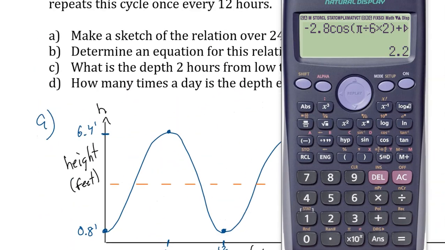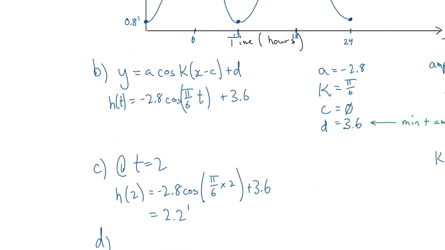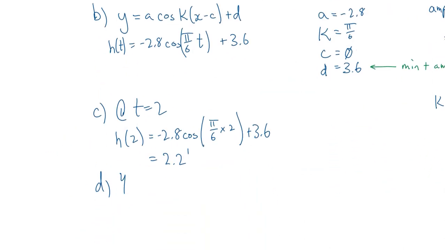Okay, last one. There's one more question. How many times a day is the depth exactly 6? So 6 would be here. So if I just draw a line, I can see that it's 4 times a day, right? Sometimes I like to throw in little questions like that that just make you sort of look at the graph that you've done and think about what the answer is.